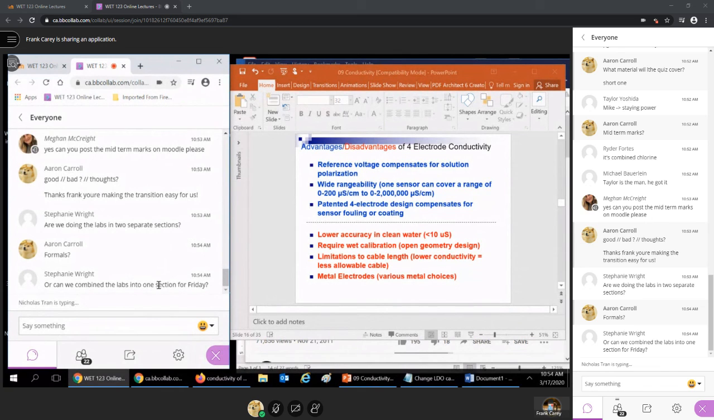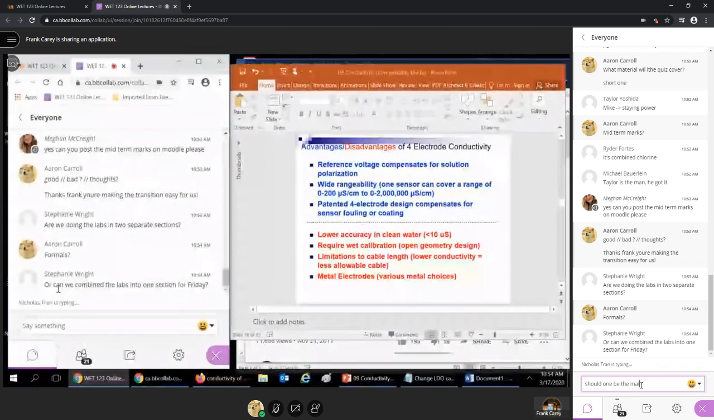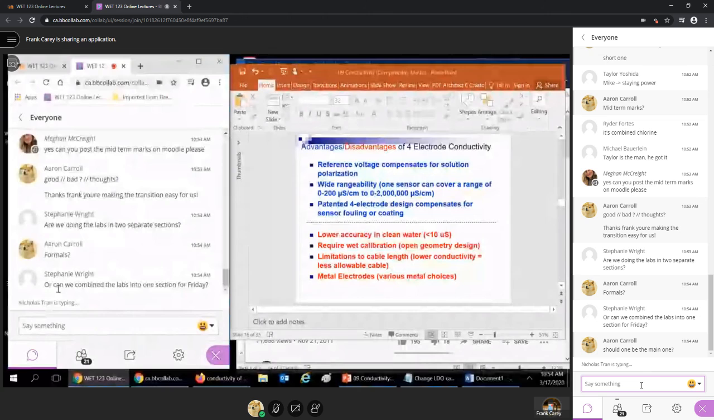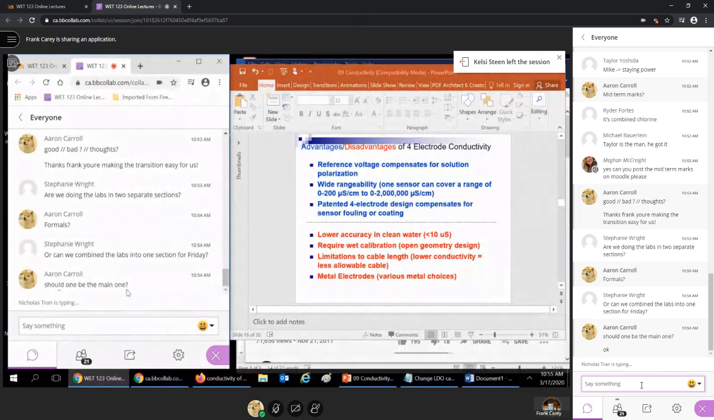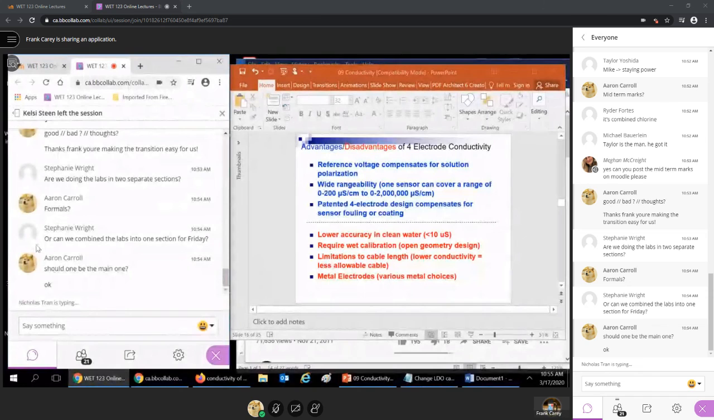The question is, can we combine the labs into one section for Friday? Yep. I'm still going to be with both, because some people work and all that. But yeah, you guys can come to whichever one you want. I don't recommend coming to both because it's going to be boring. And hey, if everybody comes to the first one, nobody has to come to the second session. There won't be a main one. Formals, yes, you have to do them. I'll let you know more on labs later.